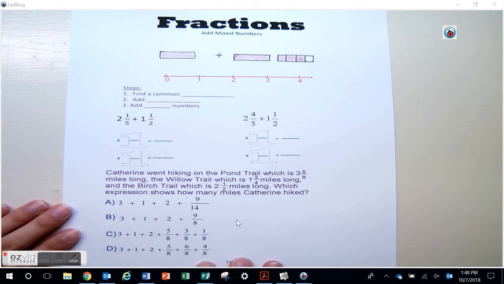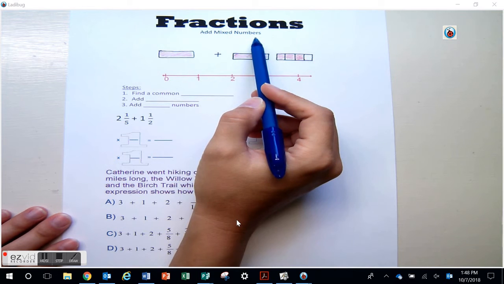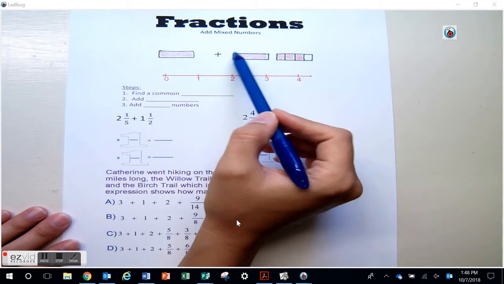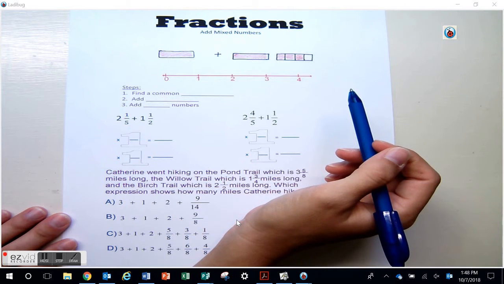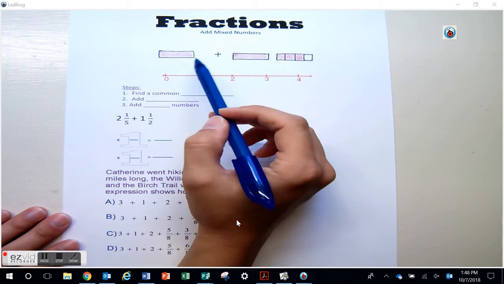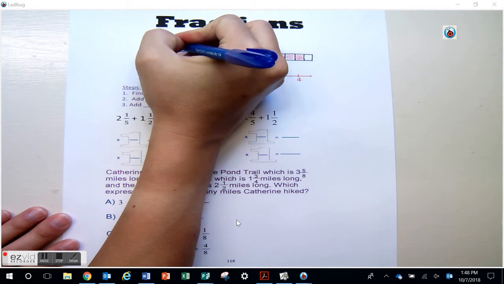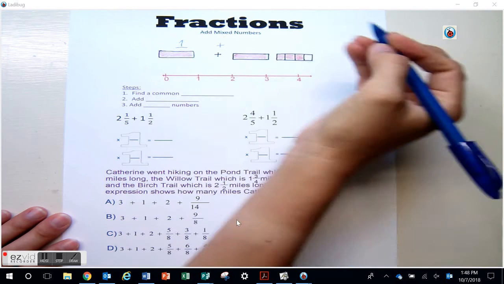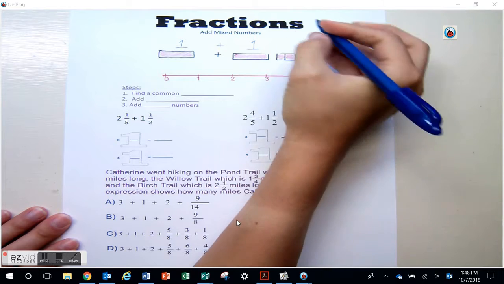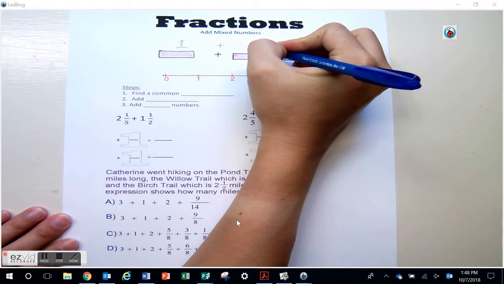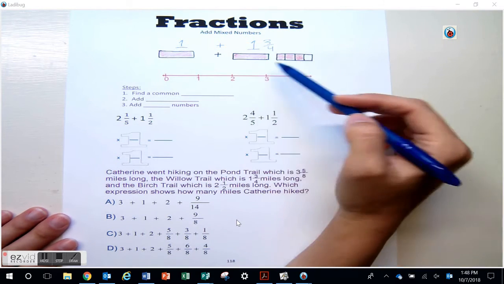Alrighty, well today we are going to add mixed numbers. Let's look at this model real quick right here. What addition problem does this represent? Well, here we have 1 whole, and we're adding that to 1 whole and 3/4. So this is the addition problem represented by this model.